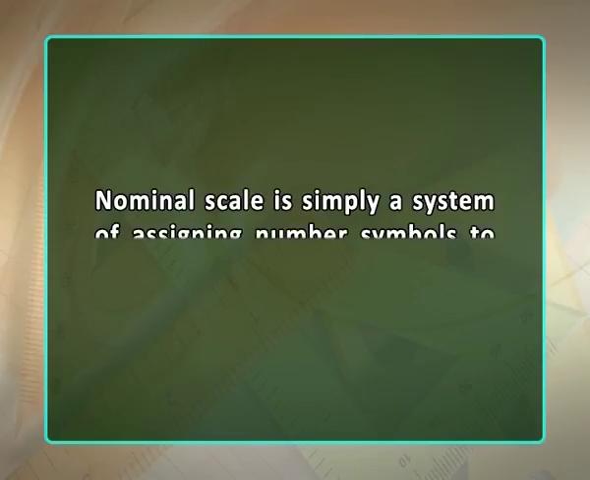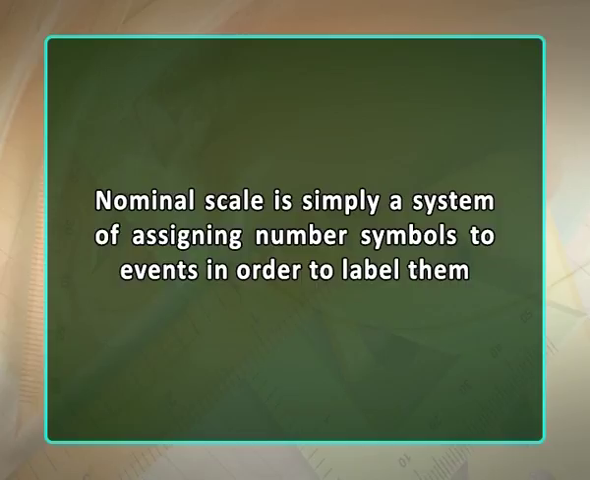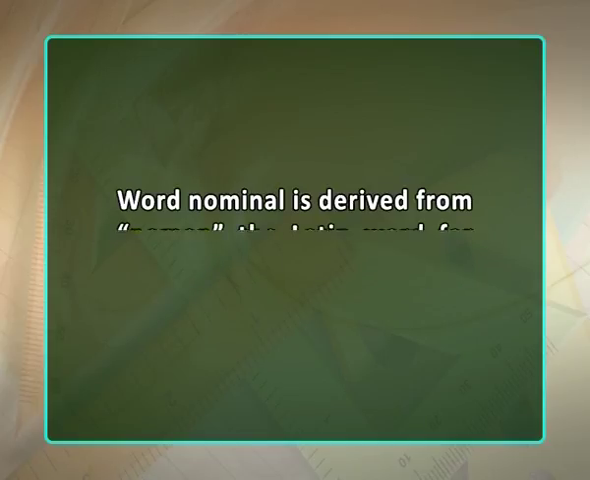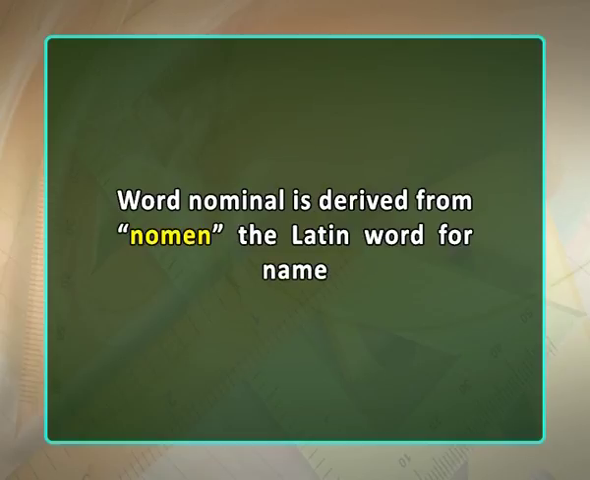Nominal scale is simply a system of assigning number symbols to events in order to label them. The word nominal is derived from nomen, the Latin word for name.